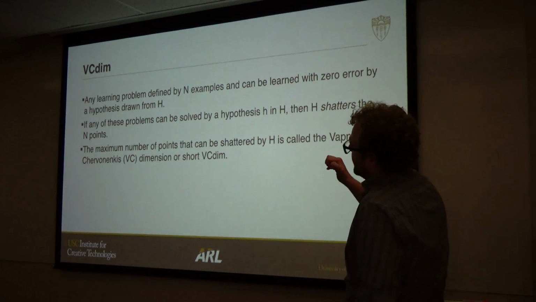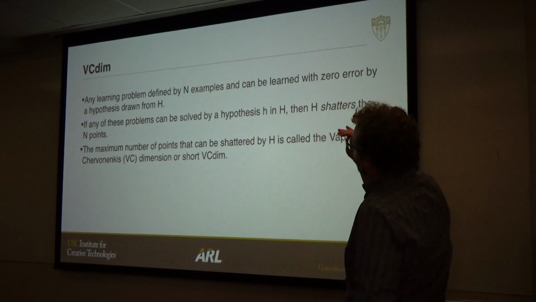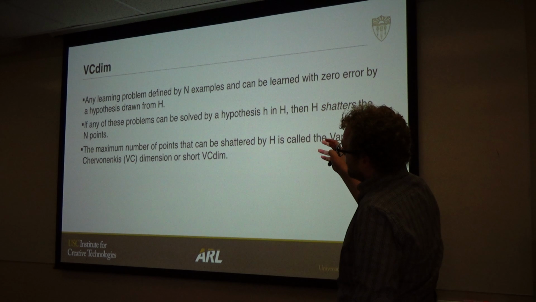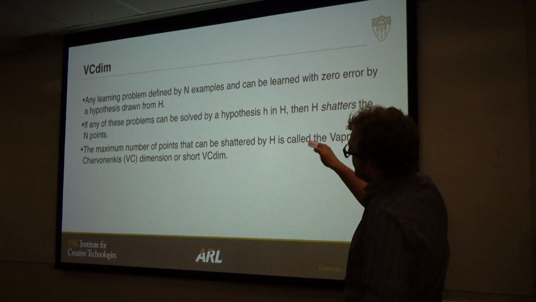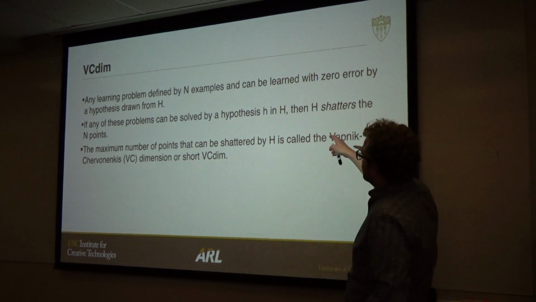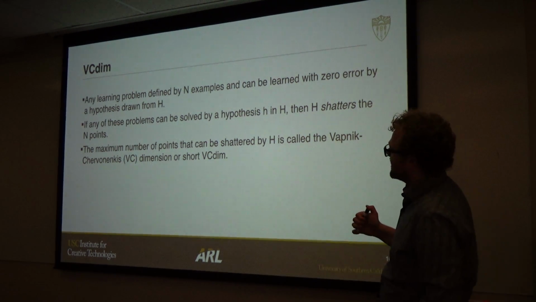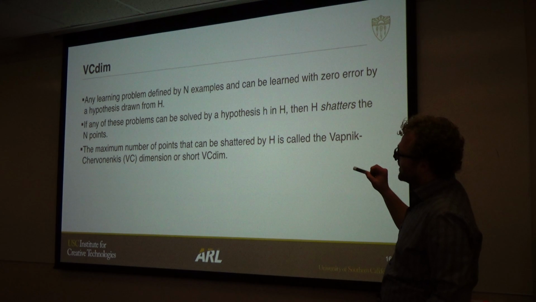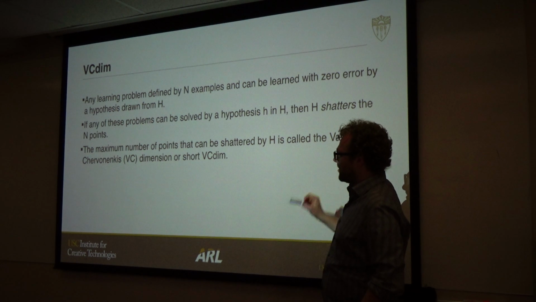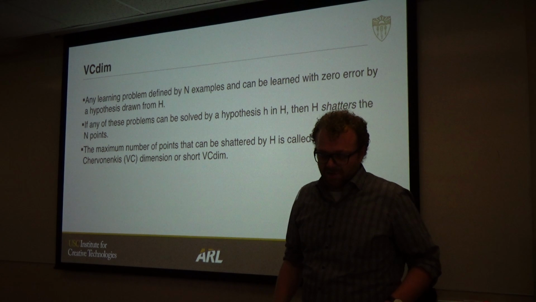This is another definition that we need. Any learning problem defined by n samples can be learned with 0 error by a hypothesis drawn from H. If any of these problems can be solved by a hypothesis h in H, then the hypothesis space H shatters the points. I'll explain that in a second with an example. And the number of points that can be shattered by H, the hypothesis space, is called the Vapnik-Chervonenkis dimension, or VC dimension for short.